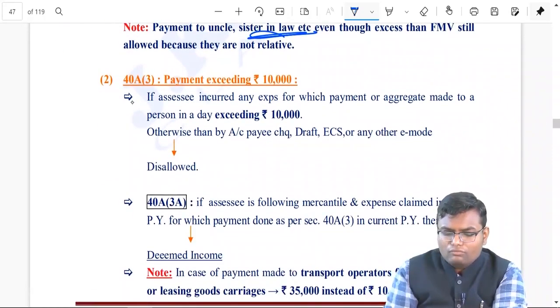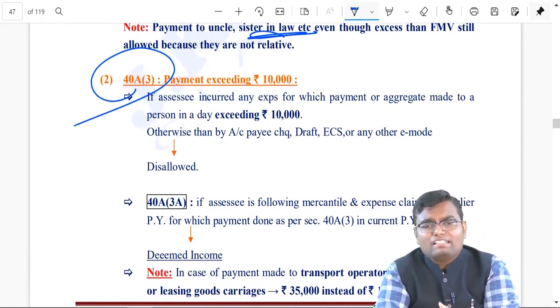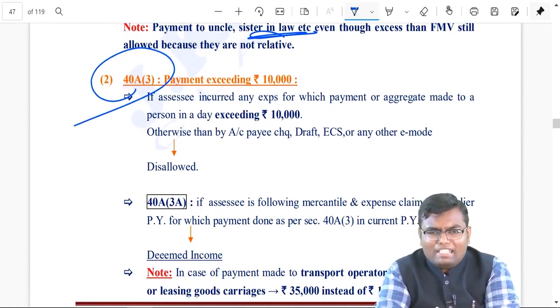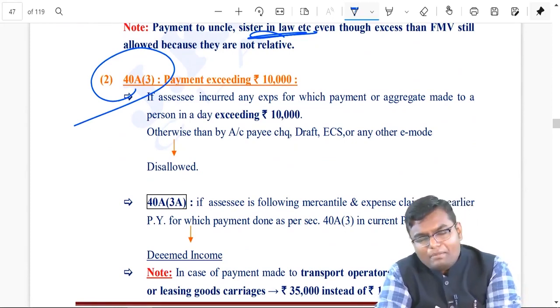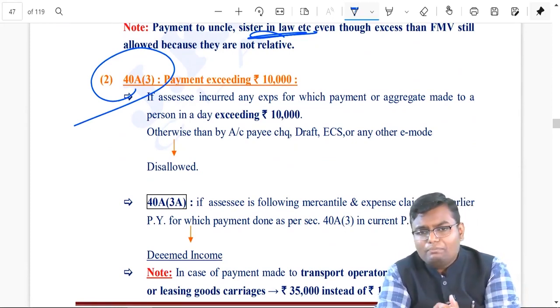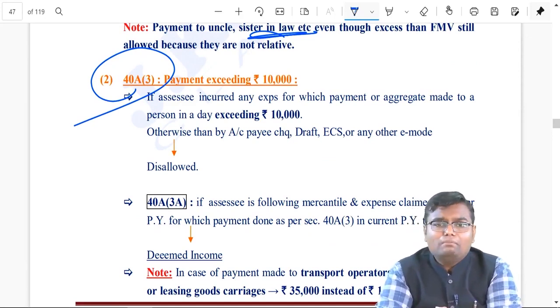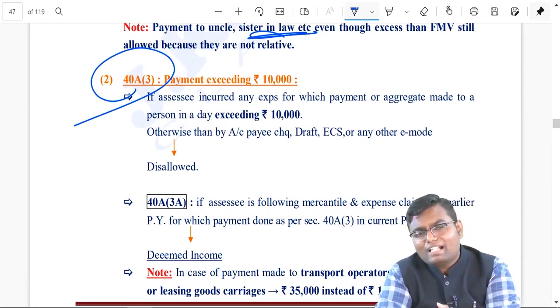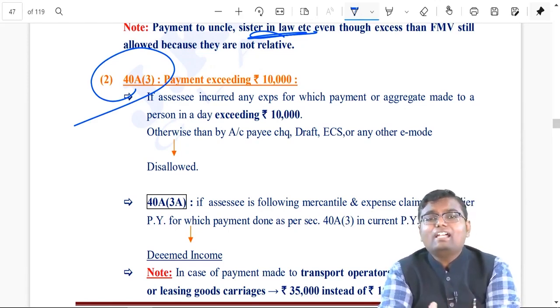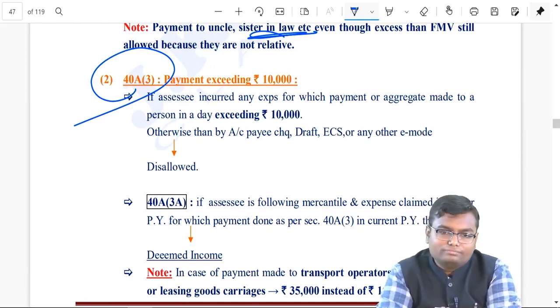Then 40A subsection 3, which says that whenever you are making any payment which is in excess of rupees 10,000, on a single day to a single person, otherwise than by account payee cheque, account payee draft, electronic clearing system or other electronic mode, that entire payment is to be disallowed.